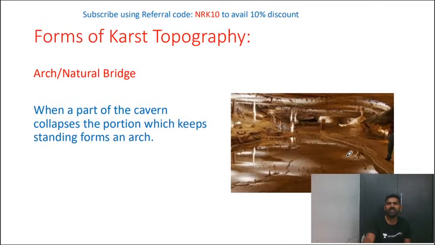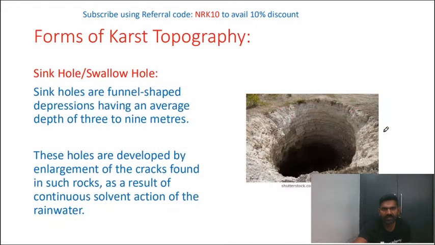And natural bridge. Sometimes what happens, when there is one sinkhole here, one more sinkhole here, between them one bridge kind of thing will be formed here. So that is called as an arch or natural bridge. So from bottom to top it goes on like this. That's called arch or it is called as a natural bridge.